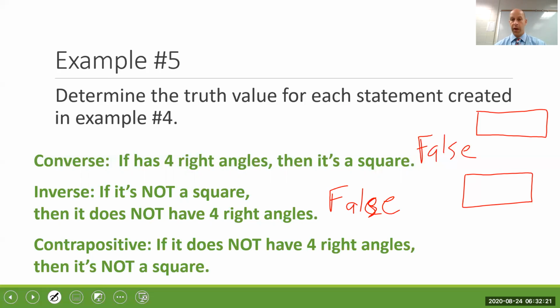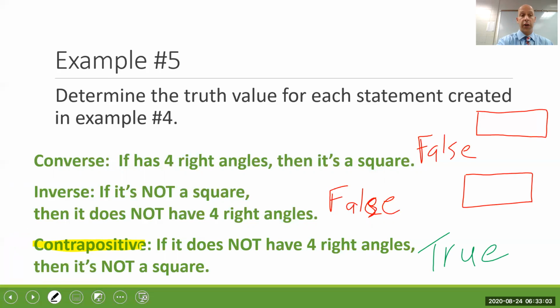So what about the contrapositive? What do you think that one's going to be, true or false? If it does not have 4 right angles, then it's not a square. Well, it can't have 4 right angles, and guess what all squares have? 4 right angles. So this one is true. And it turns out that the contrapositive, if the initial conditional statement is true, the contrapositive will always be true as well.